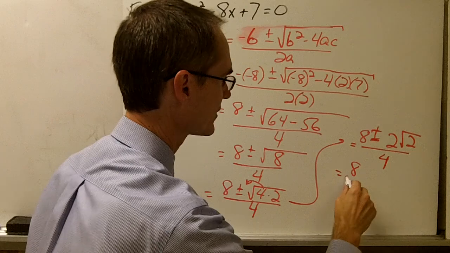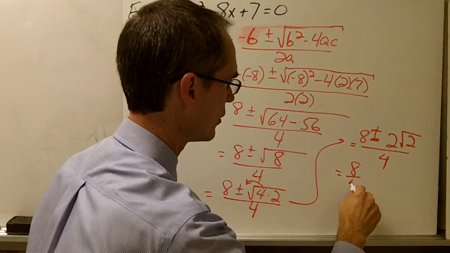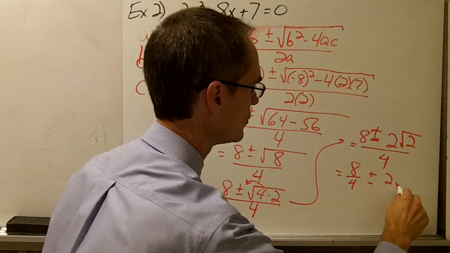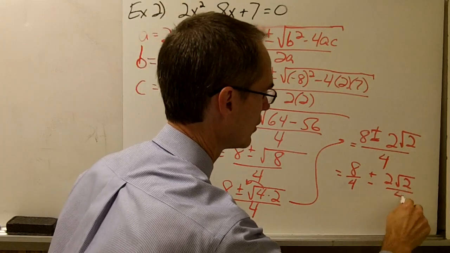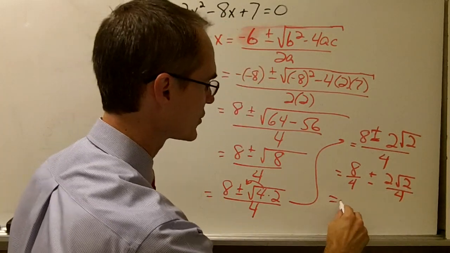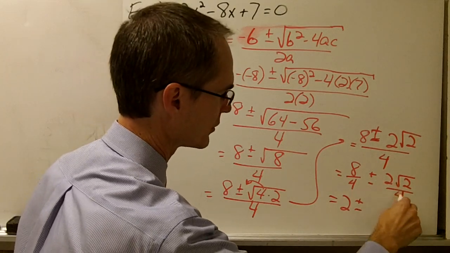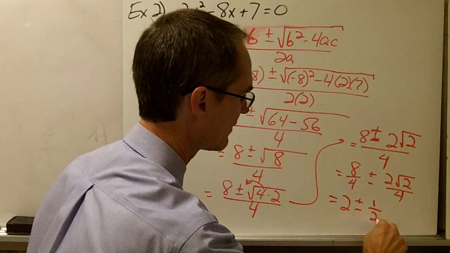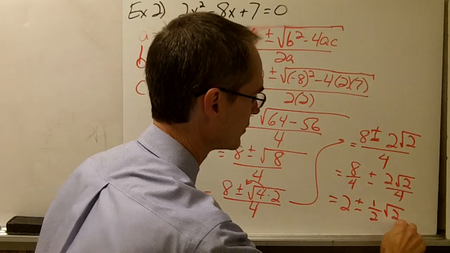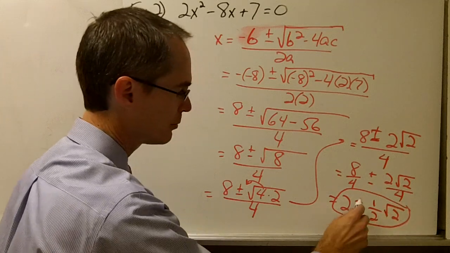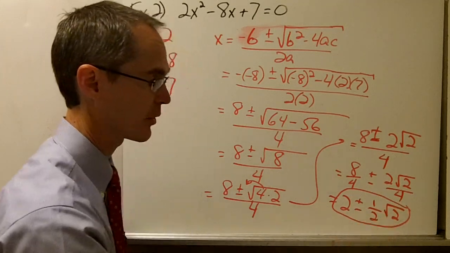Now I break it into two fractions. That gives me 8 over 4 plus or minus 2 times the square root of 2 over 4. 8 over 4 is 2 plus or minus, and this will reduce to 1/2 times the square root of 2. And now I can just write my answer like this, 2 plus or minus this 1/2 times the square root of 2.